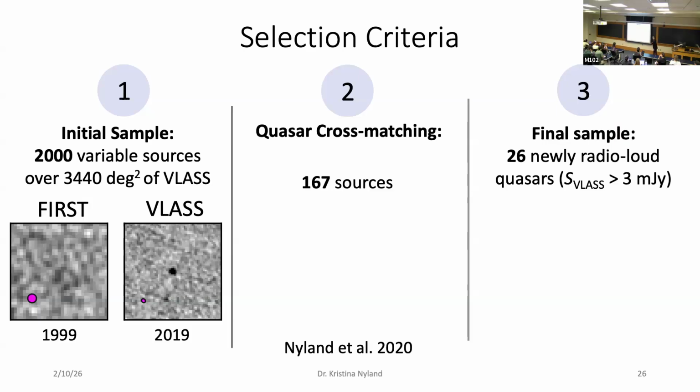And this is an example of a source that was not detected in FIRST, and it was not because it was like 5 sigma instead of the 7 sigma cutoff of the FIRST catalog. There really is nothing there. And then this is the detection in VLASS 20 years later.